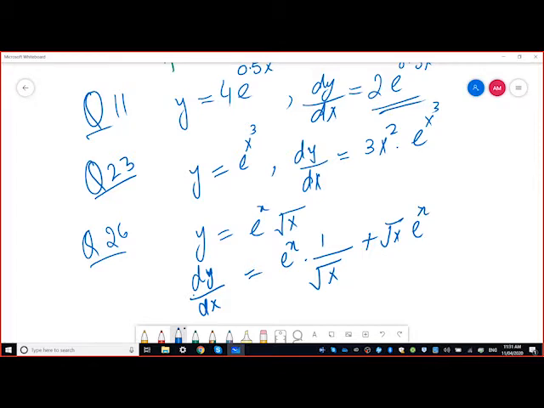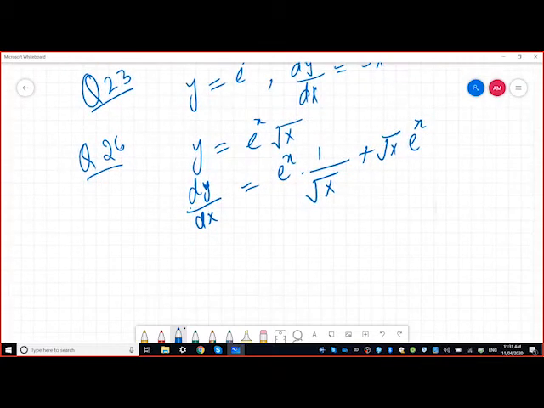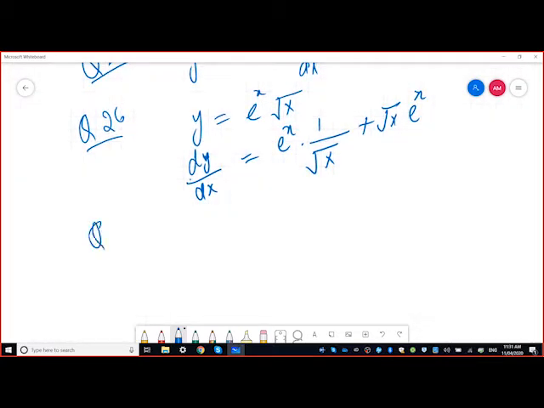Okay, good. So this was question number 26. Let's do one more, question number 27, just for some more practice. So question number 27 is y is equal to e raised to the power x divided by 2x.